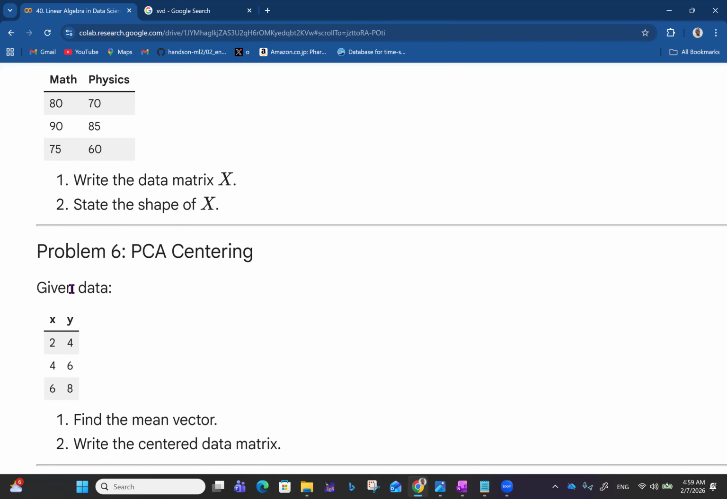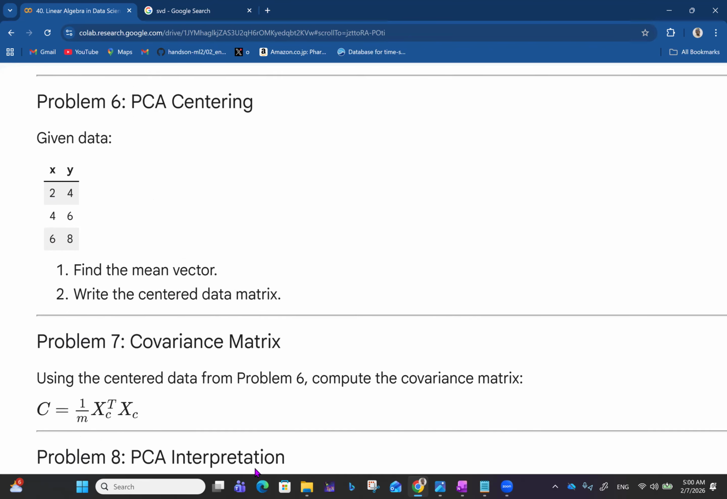So PCA centering. Given this data, find the mean vector and write the centered matrix. So the mean vector will be 2. For X, you have 2 plus 4, 6 plus 6, 12 divided by 3. That's 4. So you subtract 4 from each one, and you get the centered matrix. For Y, 4, 6, 8, you have 10, 18 divided by 3, that's 6. So subtract 6 from each one, and that gives the centered matrix.